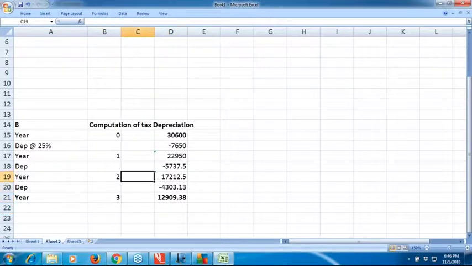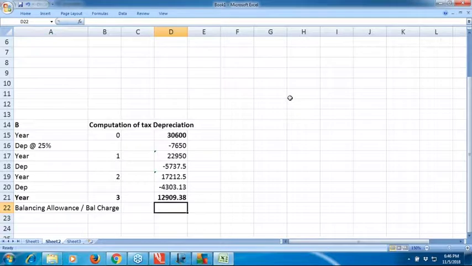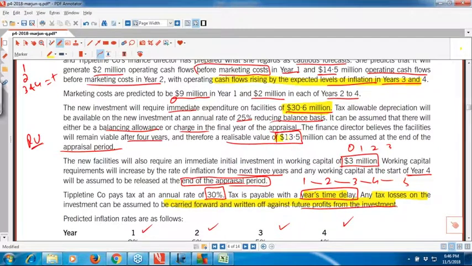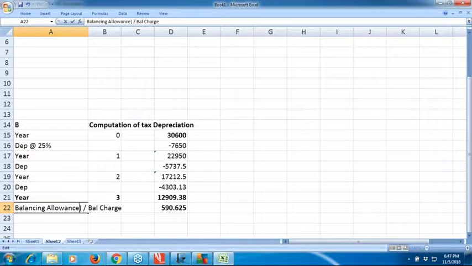Now, so what is going to happen? You will say that it's year three, and then we will have a balancing allowance or a balancing charge in year four. Now, how would we figure this out? We are being told that the asset would have a realizable value of 13.5 million. So we'll have 13,500 minus this amount. So this is going to be a balancing charge. Had it been a negative amount, it would have been a balancing allowance.